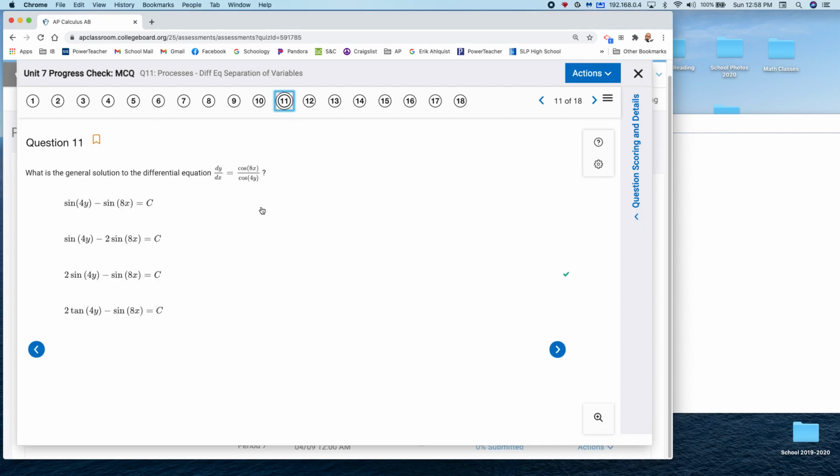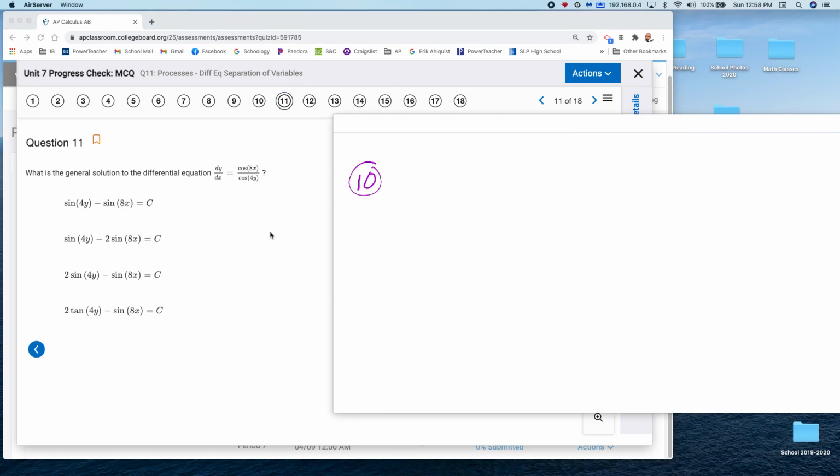So take something like this. There are actually 2 ways to do this problem. If you're really good at taking derivatives, you could just take the derivative of this thing. You could just go through and differentiate everything in there. But if you didn't want to do the derivative, if you're like, I love this separation of variables thing because it seems easy, I could write cosine 4y dy, this is number 11, is equal to cosine 8x dx.